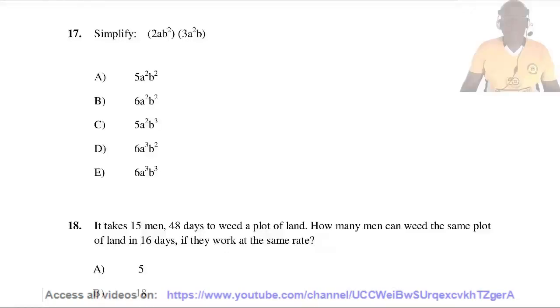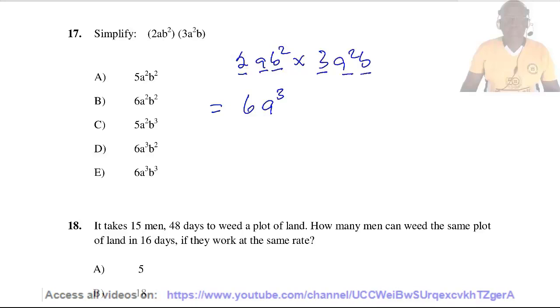Question 17. Simplify 2AB squared times 3A squared B. That is 2AB squared times 3A squared B. We shall first multiply the figures. That's 3 and 2, 6. A and A squared, we shall get A cubed. That is, we added up their indices. B squared and B, we shall get B cubed. So the answer is E.